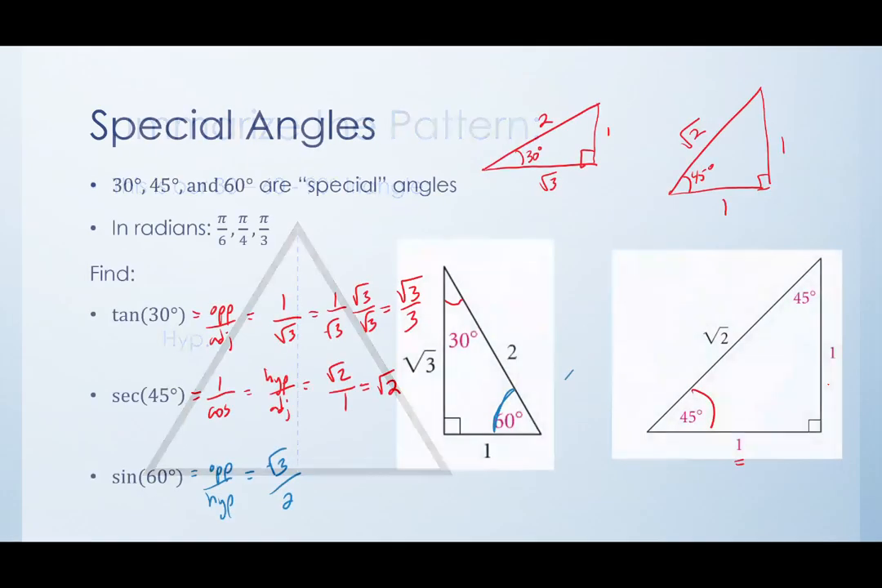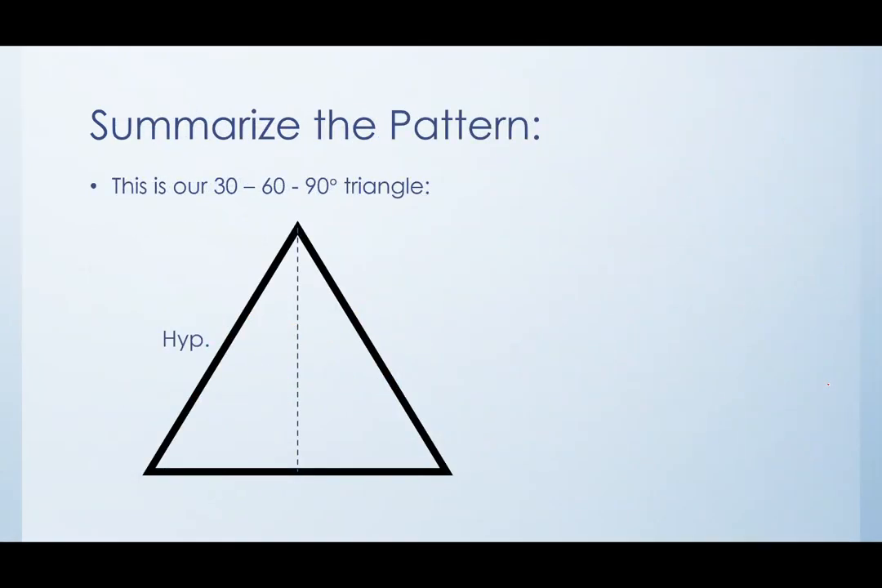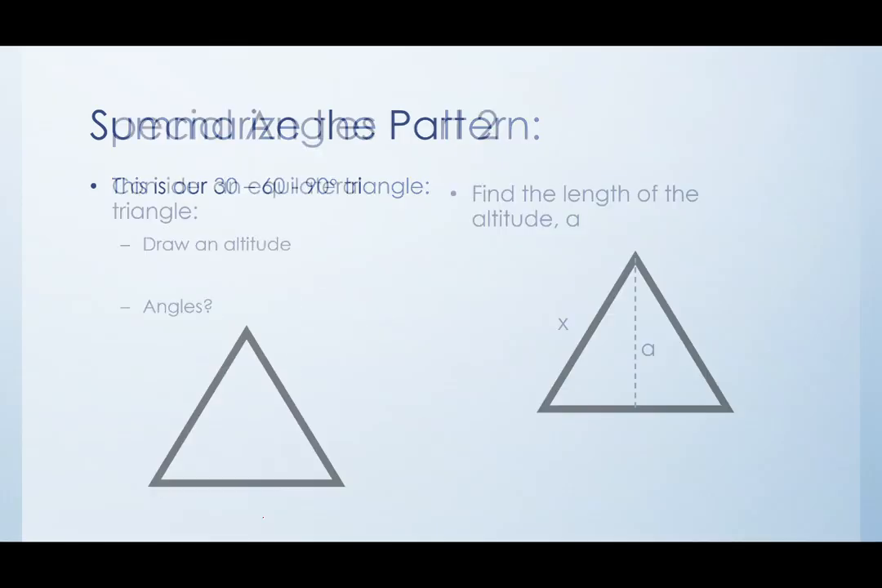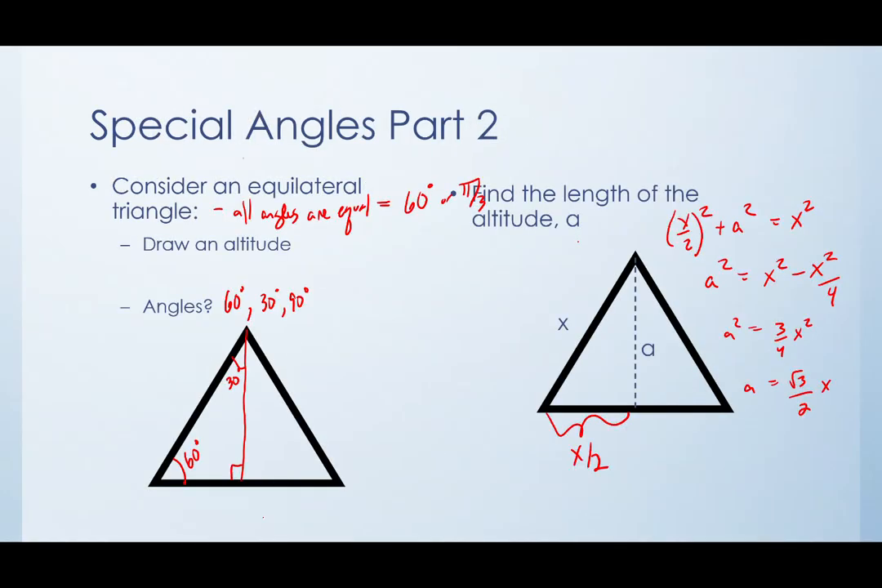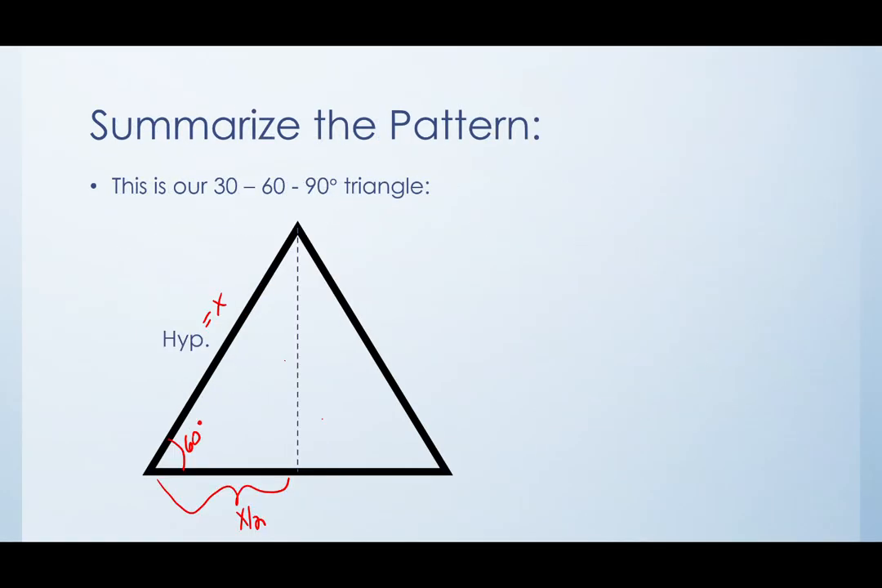Okay, so, oops, let's go back. So we're going to summarize this, right? We've got our hypotenuse, distance is x. We've got for our 60-degree angle, let's say, this side, which will be x over 2, and from what we just figured out, the other side's going to be root 3 over 2 times whatever our triangle length is. And so again, we have 30 degrees here, right?